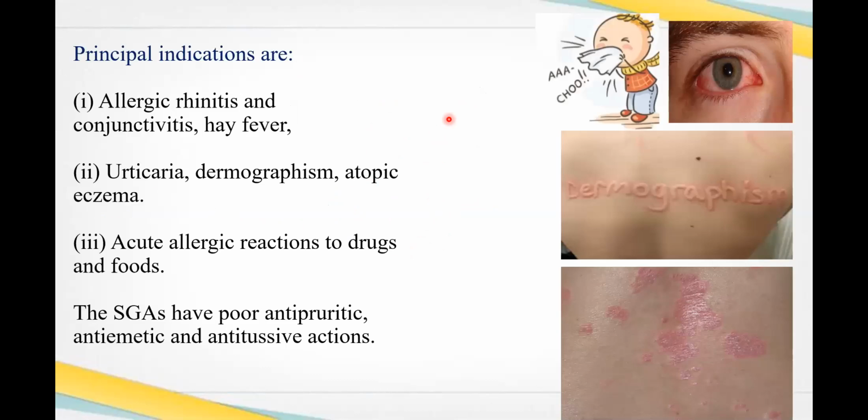Now, the indications: allergic rhinitis, then conjunctivitis, you are all familiar with that, then hay fever, urticaria I have already shown, dermographism. Dermographism means these patients, because their skin is so sensitive, if you write your name, that name will be displayed. So this is dermographism. In such conditions, we can use these second generation antihistamines. Even others also, but because of the fewer side effects, it can be used. Then acute allergic reactions to drugs and foods.